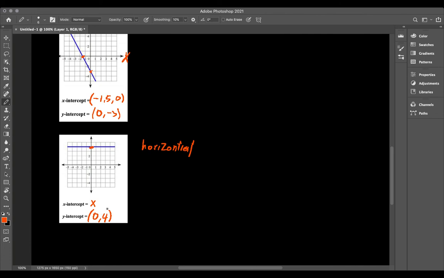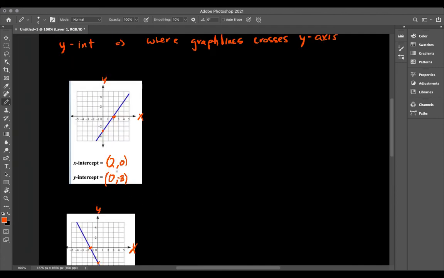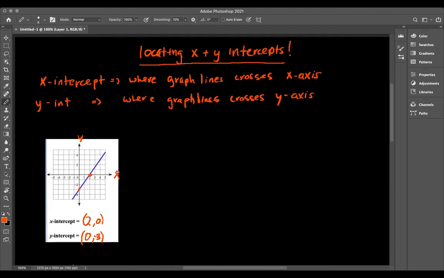So that's all we need to do at this point, basically just find the points on the x and y intercepts, okay? We're not going to get anything else crazy here today. Just make sure you're able to do that, and now you'll be good for class as we go along.